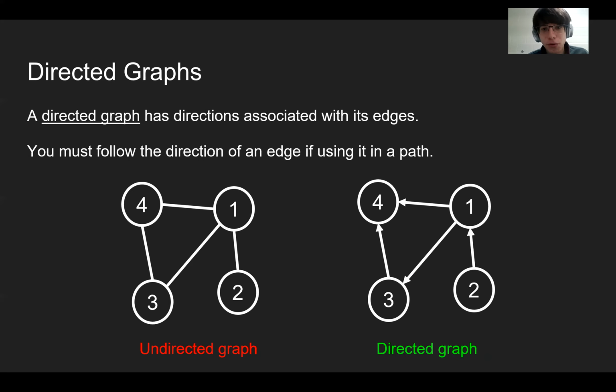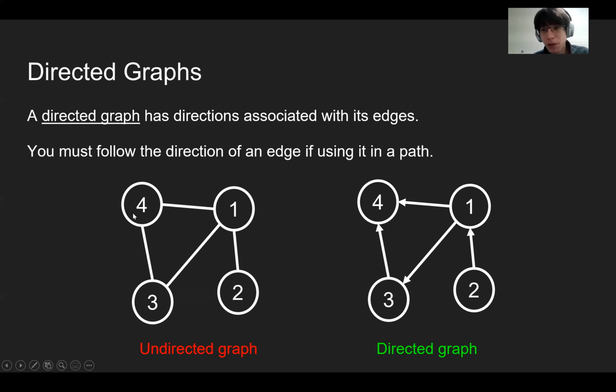All right. So directed versus undirected. A directed graph has directions associated with its edges, so you have to follow the direction of an edge if using it in a path. An undirected graph only has undirected edges, so there are no arrows, basically. If you have arrows that tell you the direction you're going in, then that's directed. But if it's undirected, then it's almost like it's bidirectional. It doesn't matter which way you go. So in the second example, the directed one, there's not really an edge between 4 and 1. It's only an edge from 1 to 4. You can only go from 1 to 4, because direction matters. But in the first one, you can go from 4 to 1 or from 1 to 4.